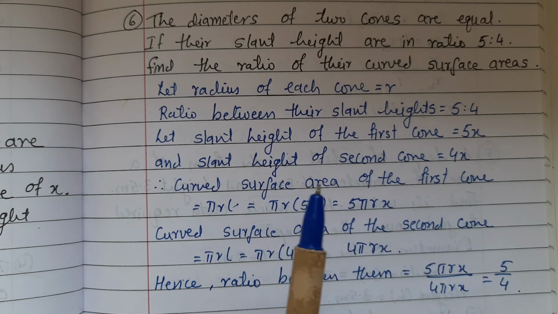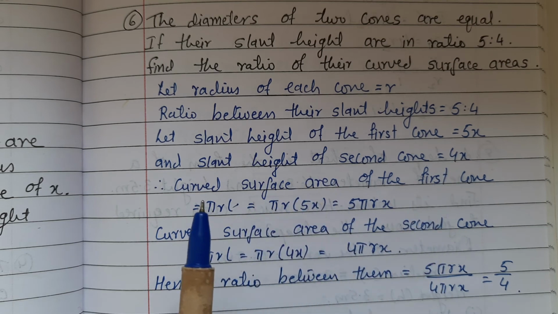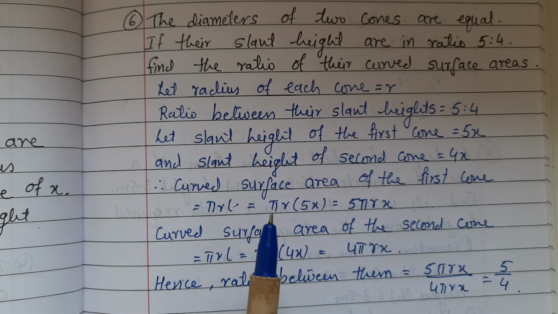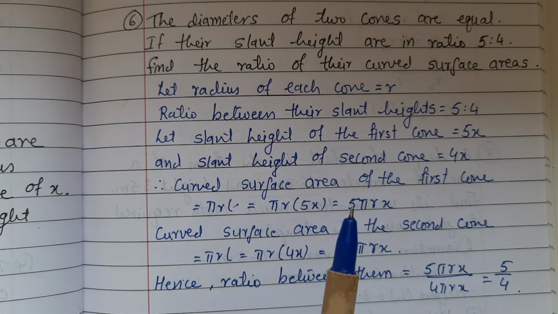Curved surface area of first cone is pi r l, which is equal to pi r into 5x, which is equal to 5 pi r x. Curved surface area of second cone is pi r l, which is equal to pi r into 4x equal to 4 pi r x. Ratio between them, 5 pi r x upon 4 pi r x equals 5:4.